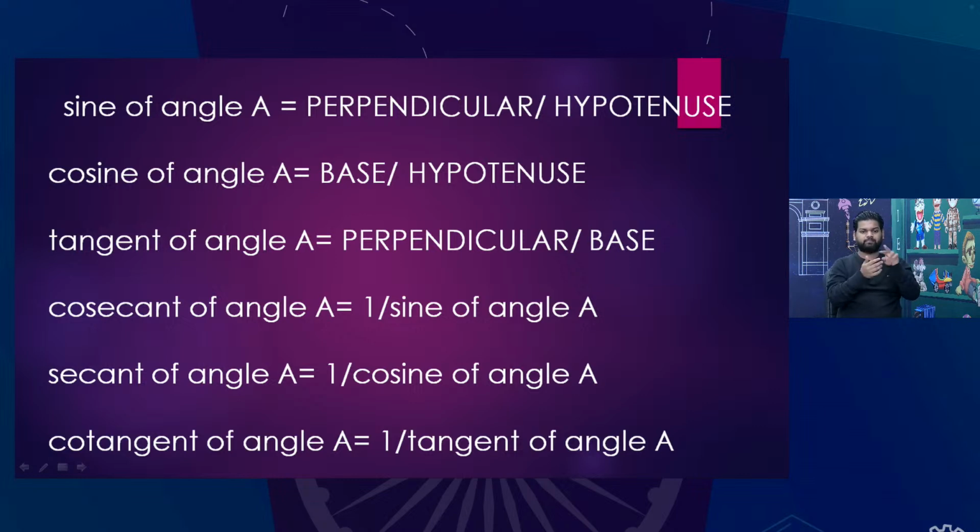upon base, right. Now let us see the converse, that is cosecant of angle A is reciprocal of sine of angle A. Secant of angle A is reciprocal of cosine of angle A, and cotangent of angle A is written as 1 upon tangent of angle A, that is reciprocal of tan theta or tangent of angle A.